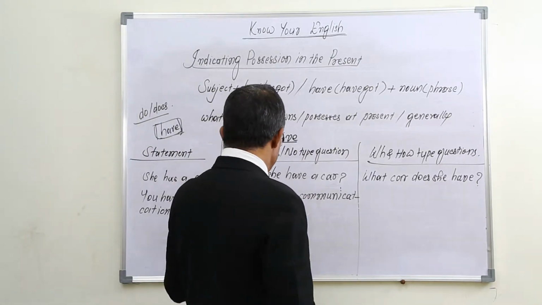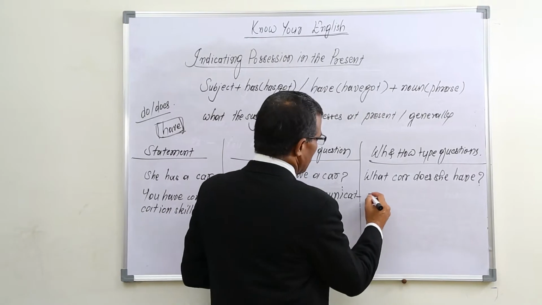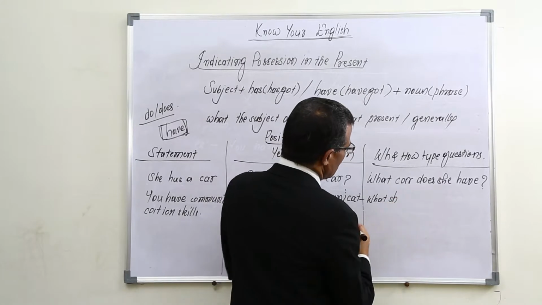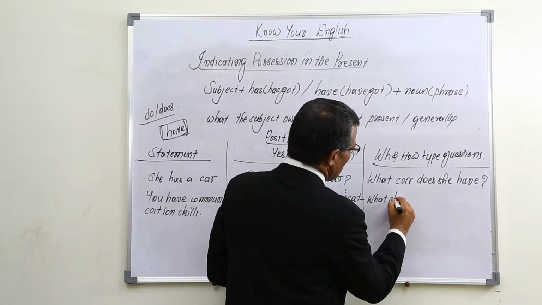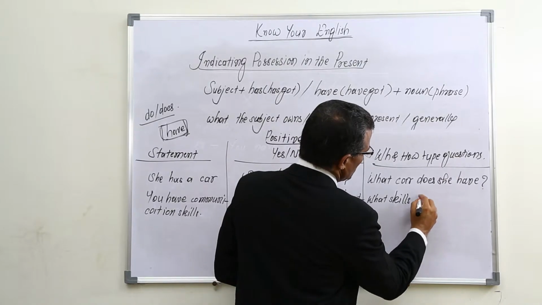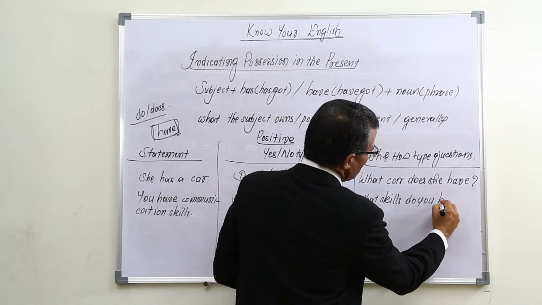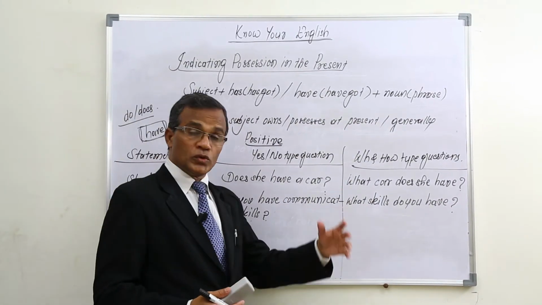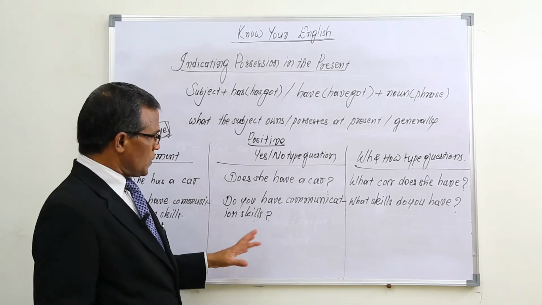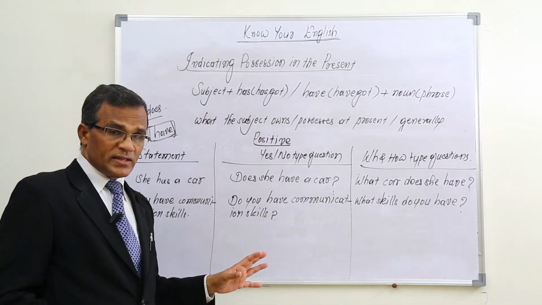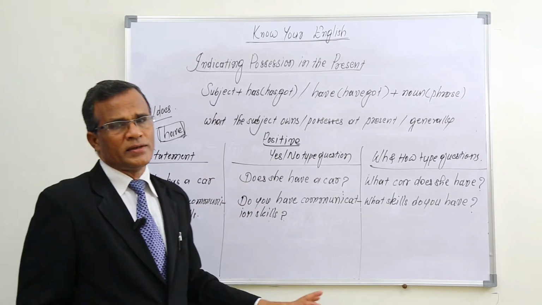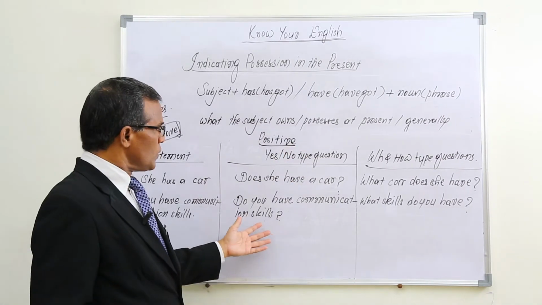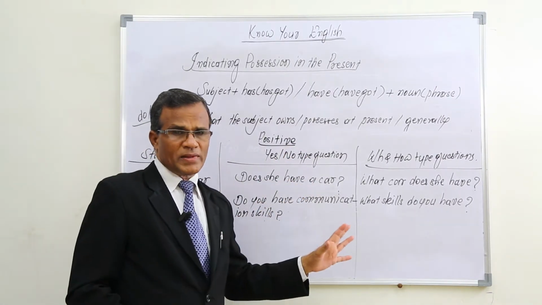Now we are coming to WH. We can say what skills do you have? What skills do you have? What type of skills do you have? We can say like that. So simply framing questions is quite common in all structures. Just like in other structures, in this structure also we find the same way to frame the questions.